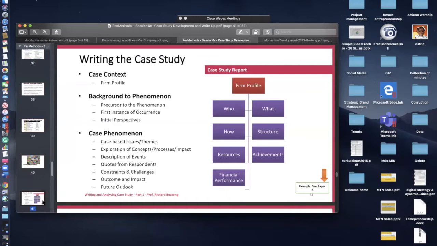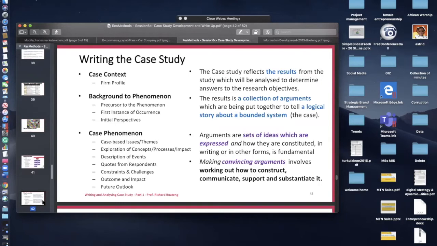Case phenomenon now looks like you are getting into the actual issues that matter in the case, the actual concepts that you want to review for your case. You go into that in the case phenomenon, where you can explain the issues, explore the concept, describe the event, use quotations from the respondents, constraints and challenges, outcome and impact and future outcome. You can look at so many things depending on the type of study you are doing.